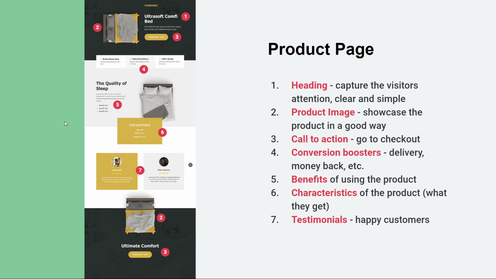This depends, of course, on the product, but in most cases it can be something like, in this case, a bed: how big the bed is, what kind of product it is, what materials it is made of, and so on. If it is a course, maybe what kind of videos they'll be getting, what the length is, something like that. So this is also a cool section that should be nice to see, basically what the customer will be getting.